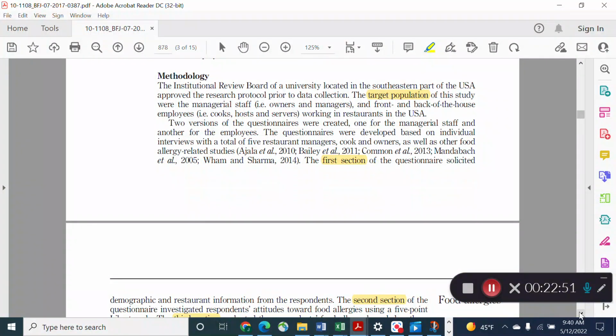Just the fact that the researchers do talk about their target population, managerial staff, so owners versus managers, and then what they're calling the employees, which they say are front and back house, cooks, hosts, servers working in the restaurants in the U.S. So they do talk a little bit about who their target population is. They don't give us a lot of information in this first paragraph, which generally, again, is about your participants.